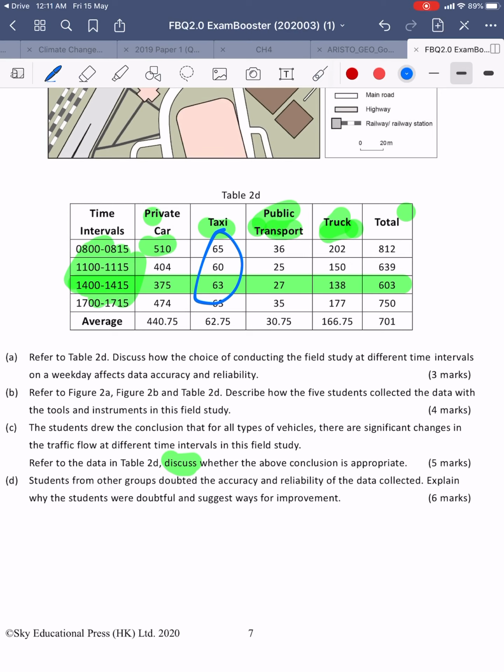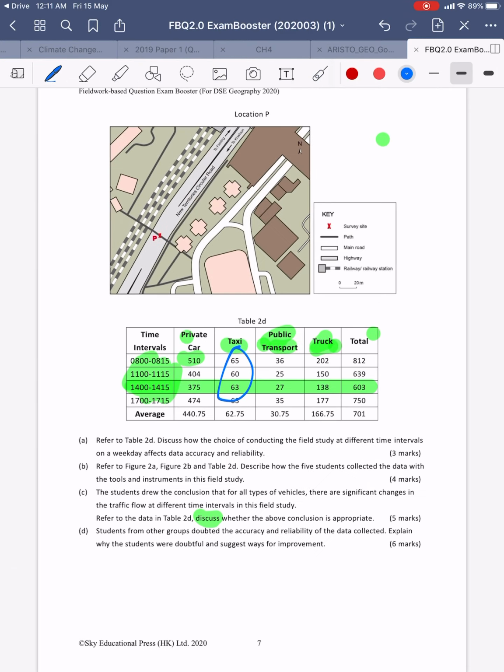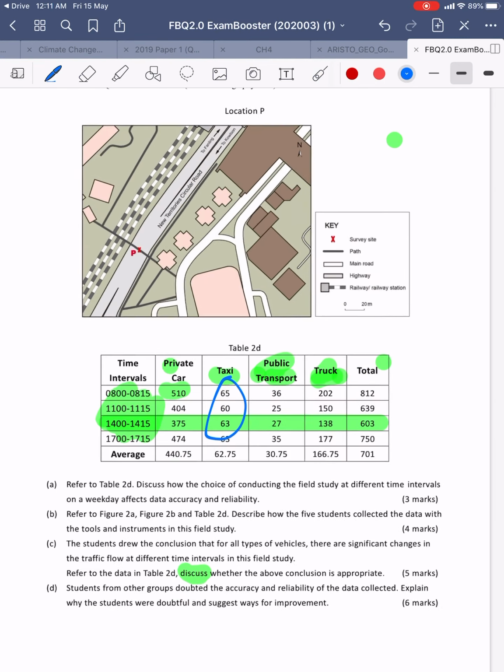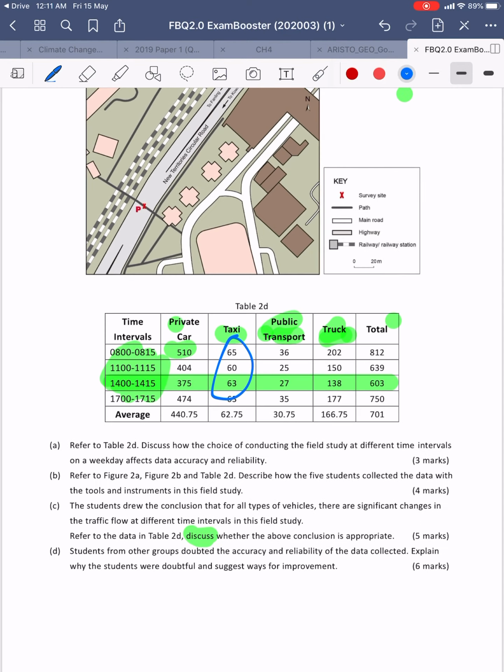And then right here, let's see. Student from other group doubted the accuracy and also reliability of the data collected. Explain why the student were doubtful and suggest way of improvement. Why is it doubtful? Why is it not accurate? Because it seems we have just one counter, so what happens? It may not be able to identify all the cars right here, okay? And also, if only 1 day, what happens? Maybe on that day there is class suspension, just like now, okay? It may also reduce the traffic flow, okay? So it cannot reflect the whole thing.